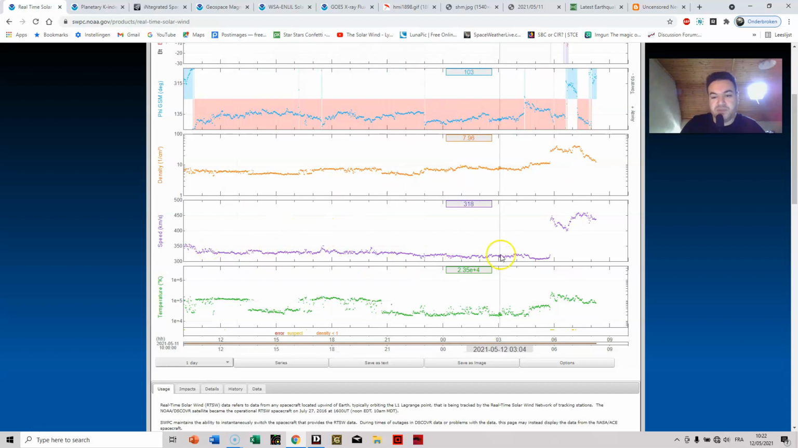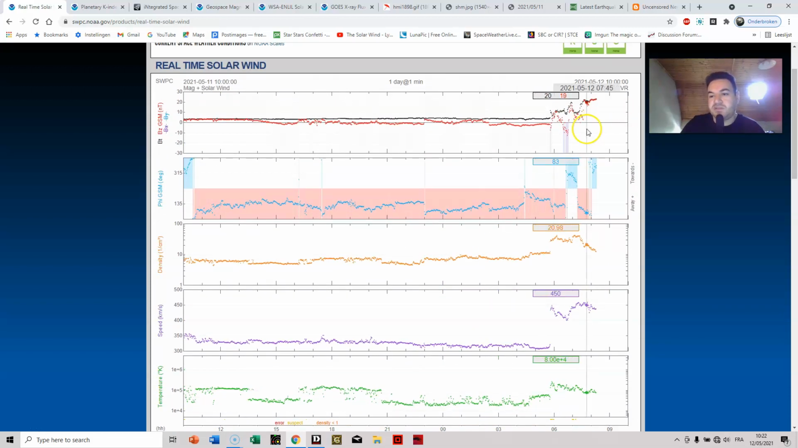When we look at the speed, we see a sudden jump. This is normal, from 300 to 400 kilometers a second, and it might increase even further. But this is the initial stage of the impact, so we have to see in the coming hours how this develops further. And I will make a video to see when the CME is over.